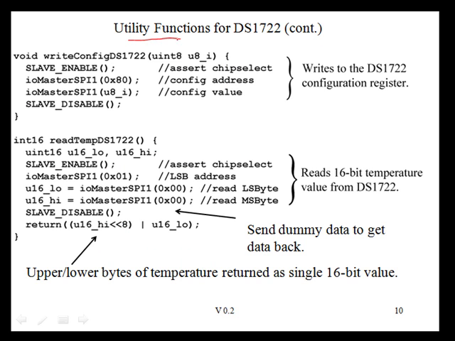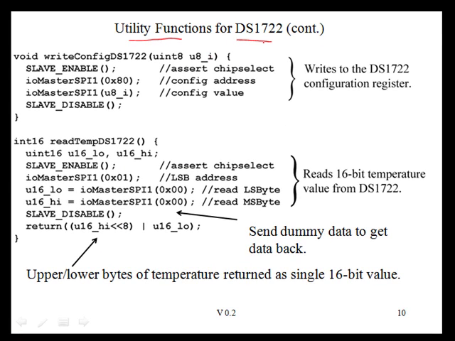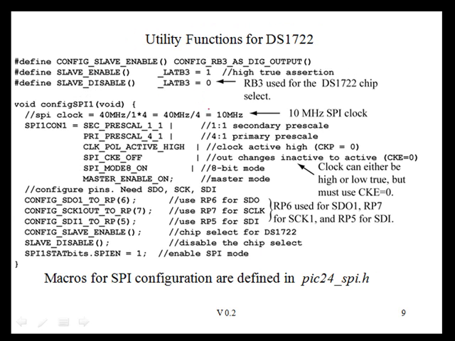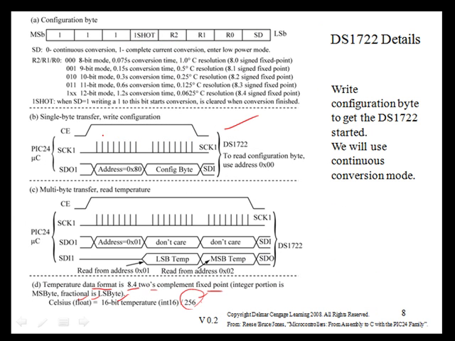So this shows two utility functions that we're going to use to communicate with the DS1722. The first one writes the configuration byte to the 1722 and accepts the configuration byte as a parameter. What this is going to do is implement this transaction right here, where we need to assert the chip enable line, send it the address byte of 80, and then send it the configuration byte, and then disable the chip enable line.